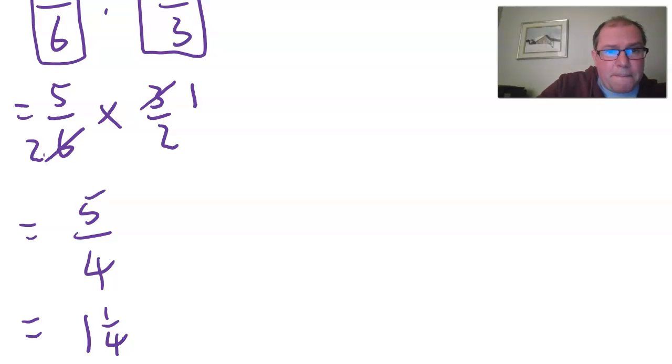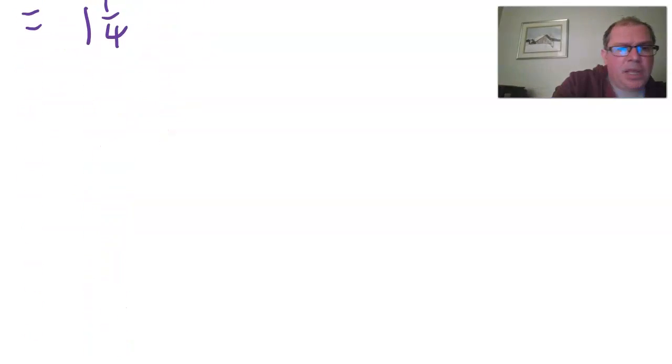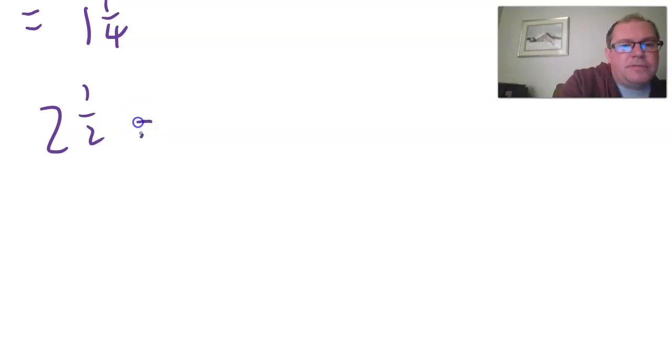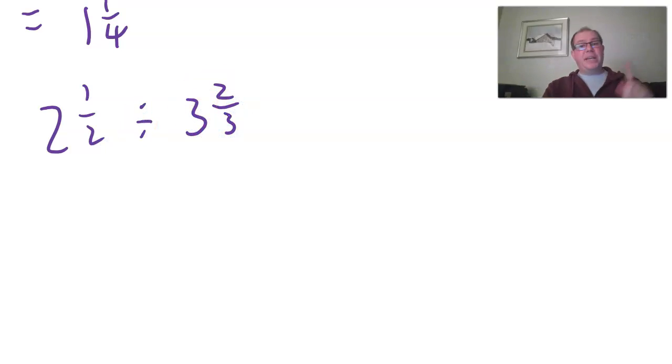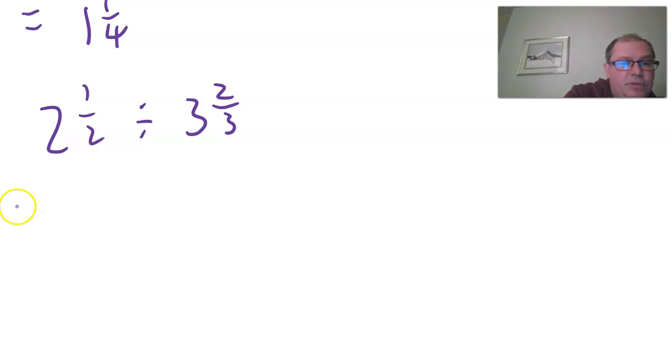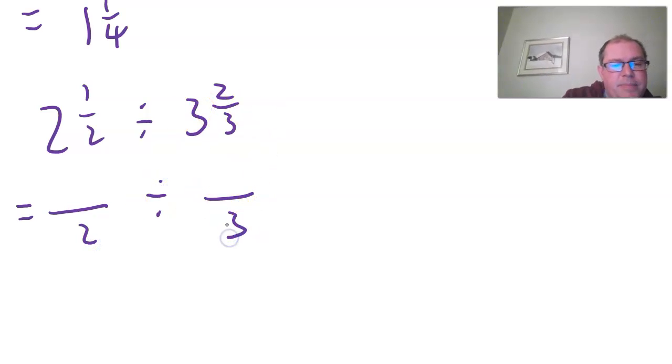Now, let's have a look at mixed numbers. So I've got 2.5 divided by 3 2/3. Basically, make them improper. Make them top heavy, and then you're in business. So that's the rule here. So first job, write this as something over 2 and write this as something over 3. Pause the video and then I'll go through it.